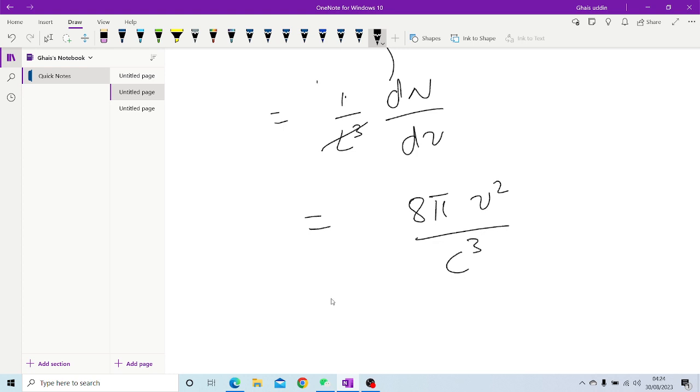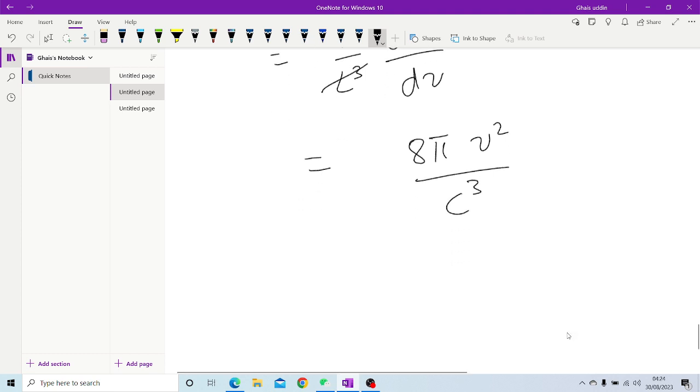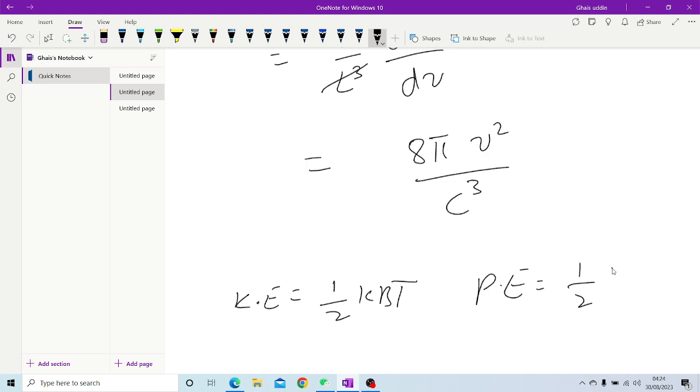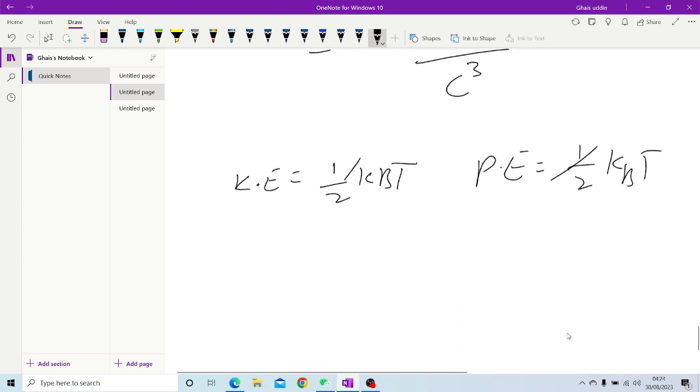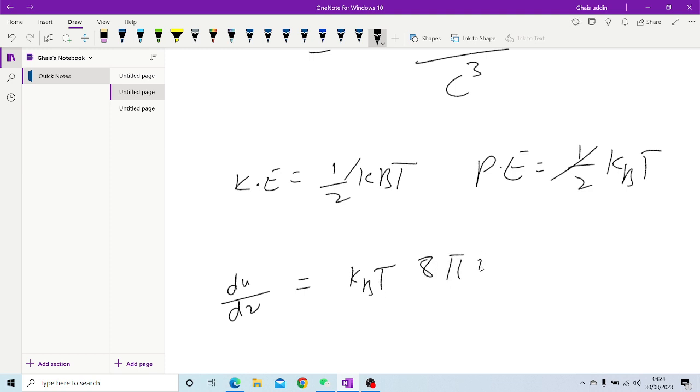According to the equipartition of energy, each standing wave has average energy of k_BT. For example, the kinetic energy is equal to half k_BT, and the potential energy is also equal to half k_BT, so these add up and we have only k_BT. So let U represent the energy density. Then dU divided by dν is equal to, we can multiply k_BT directly with this 8π ν² divided by c³.